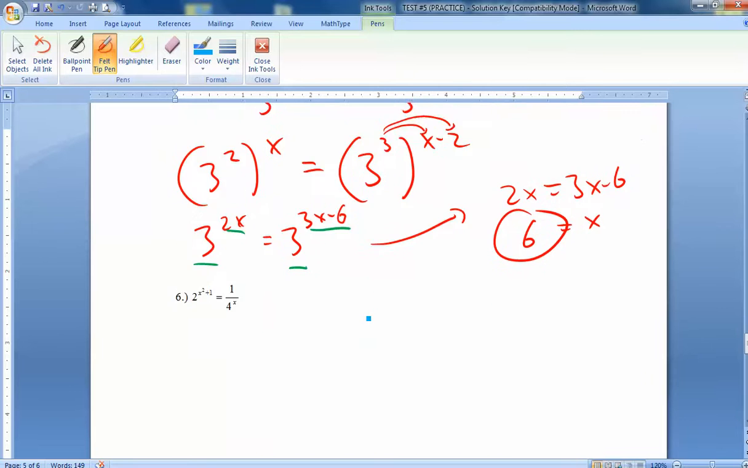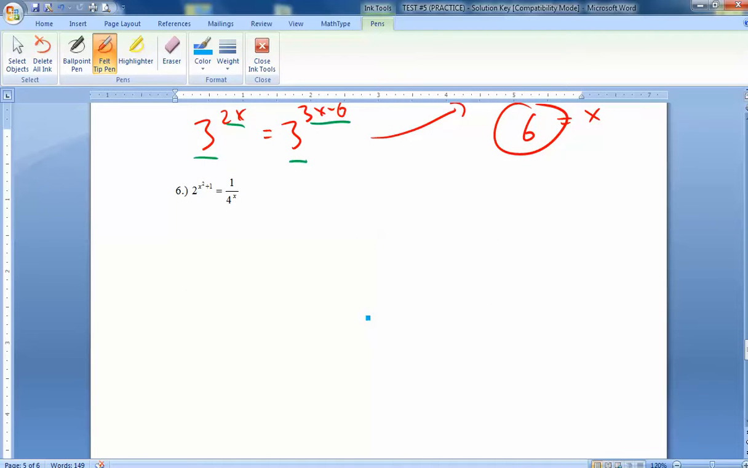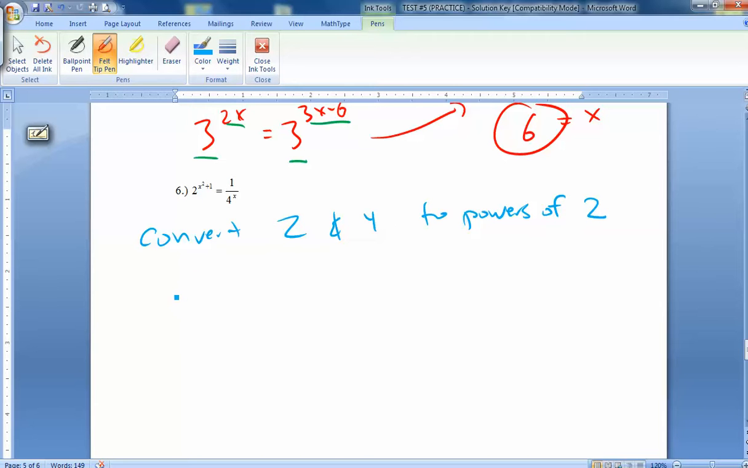Okay. Let's try another one. So here, you want to convert 2 and 4 to powers of 2. So in this case, well, 2 is already 2 to the 1 power, so we can just leave it alone. Here you get 1 over 2 squared raised to the x. So you have 2 to the x squared plus 1 equals 1 over 2 to the 2x.